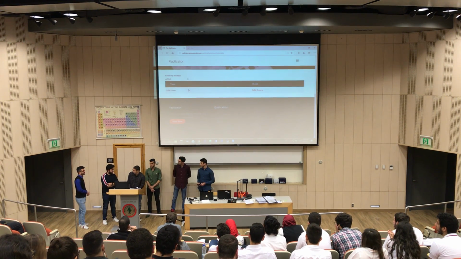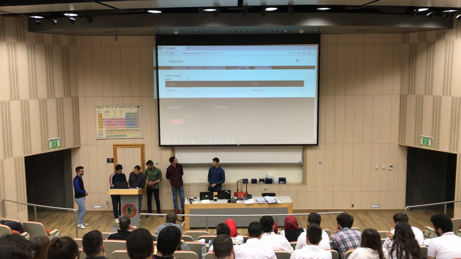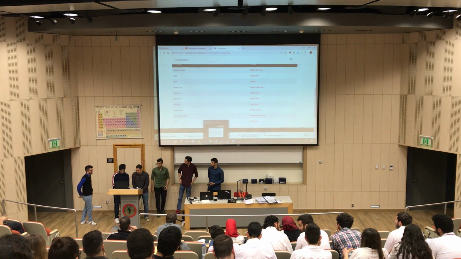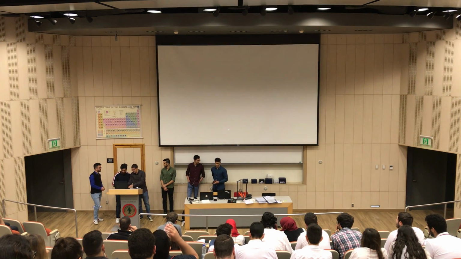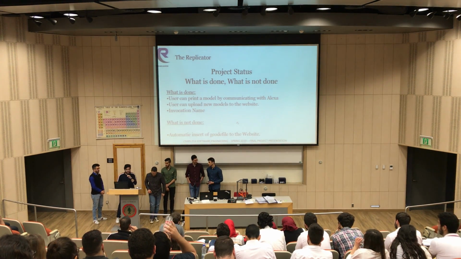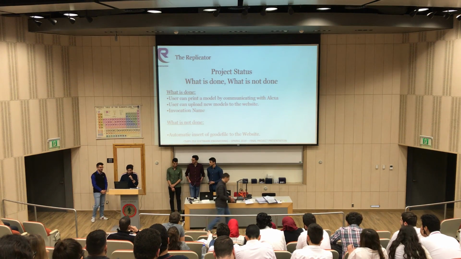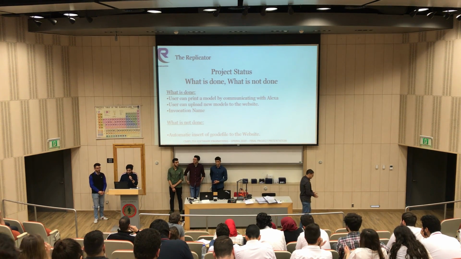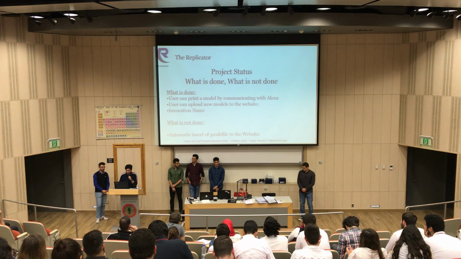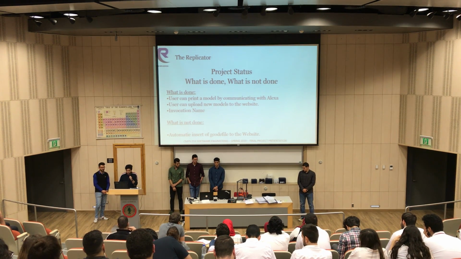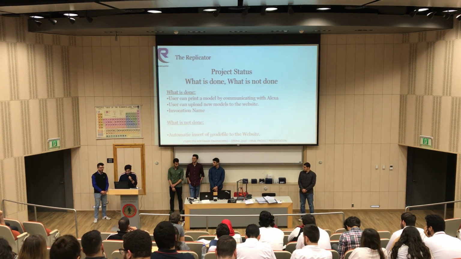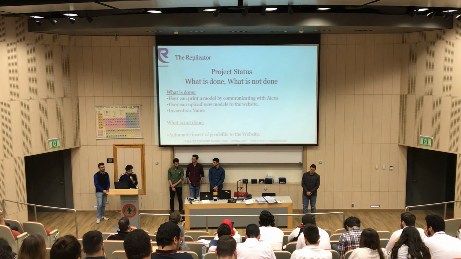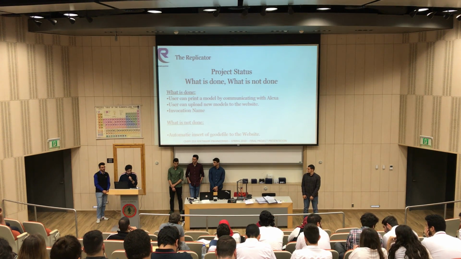Now we will leave you with Omar to discuss what is done and not done. Project status, what is done, what is not done. Let's start with what is done first. The first point, obviously the most important, is that users can print models by communicating with Alexa and telling her what to print. The second point, users can also upload models to the website, just like Mohammed Shatila just did.